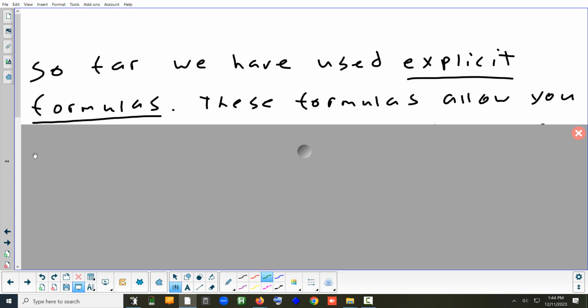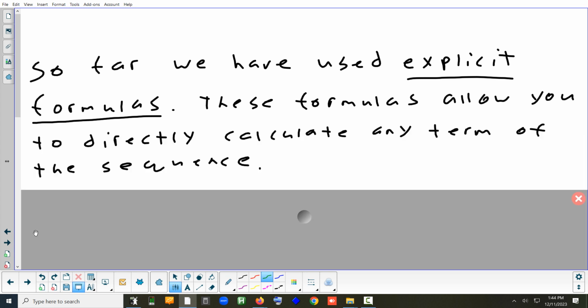So the formulas that I've been giving you so far to predict the next term, those are what we call explicit formulas. These are the best kind. An explicit formula allows you to find any term directly. You want to know the 3,406 term? Plug in 3,406 into the formula.